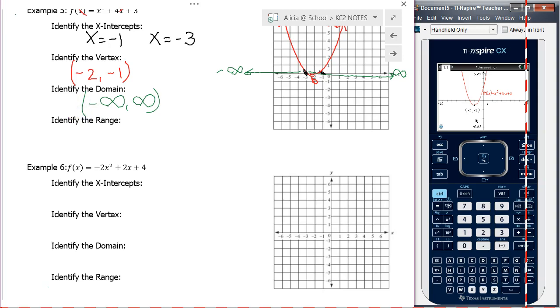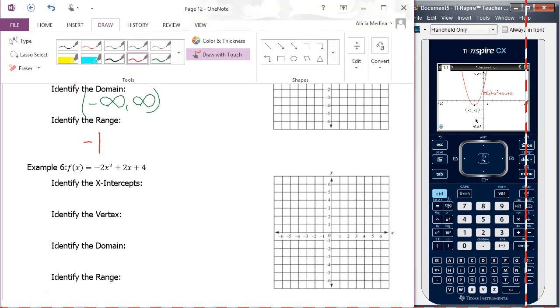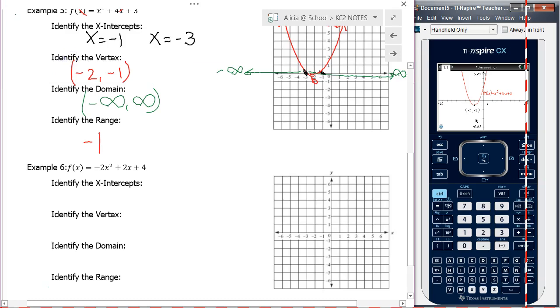My range, I have to use that point of my vertex, which is -1. From that point at -1, my graph is going upward, right? From that y equals -1, my graph is going completely upward. So therefore, I'm going to write comma upward positive infinity. Right? Because positive infinity is up here, negative infinity is down there. Alright? Looking at example number 6.